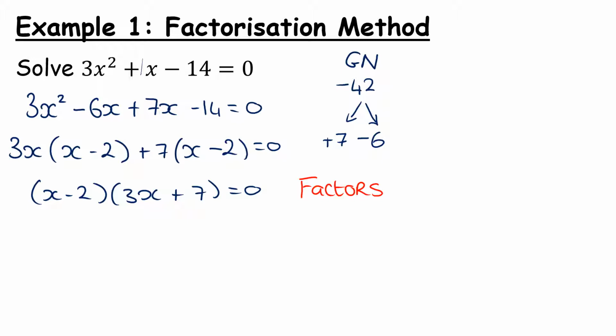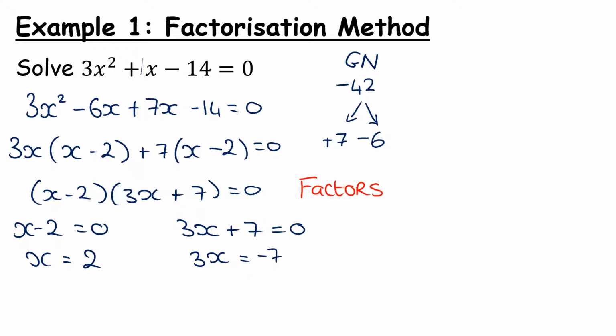But this question is asking us to solve it. So when we solve it, what we actually want is an answer. So we want x equals. How we do that is we let each of our factors equal 0. So x minus 2 equals 0 and 3x plus 7 equals 0. This gives me x equals 2, and then this is 3x equals minus 7, so x equals minus 7 over 3. If you want to write in a decimal you can, but leaving it as the fraction here is perfect. So what we've actually done then is we have solved it.